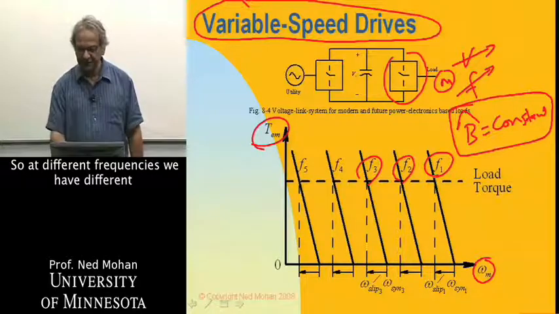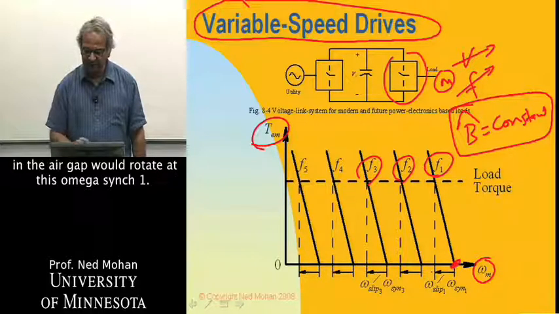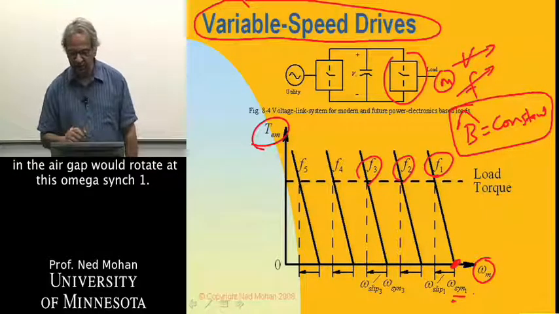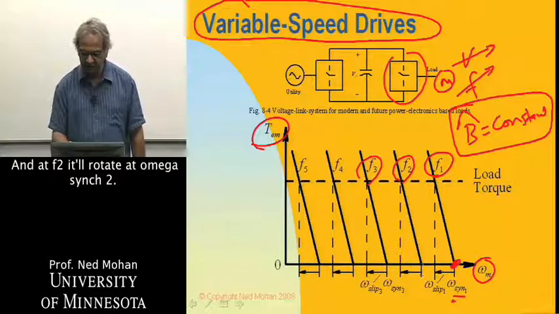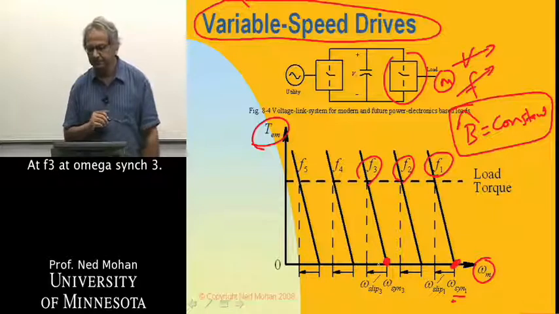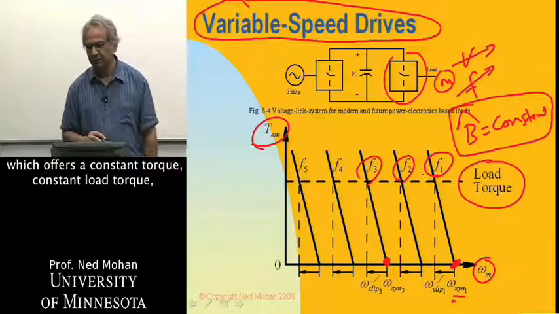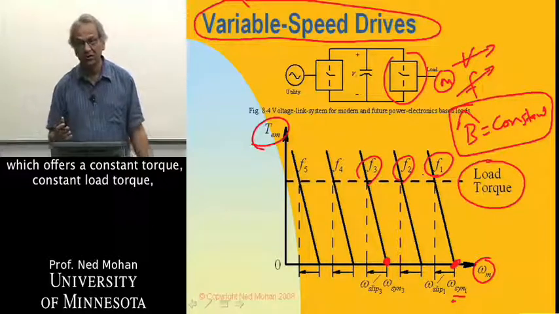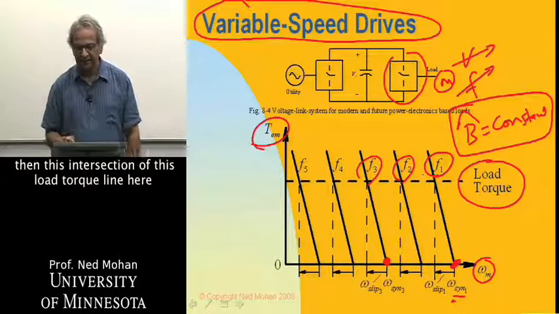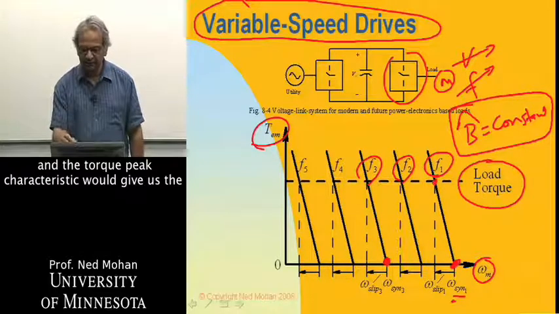So at different frequencies, we have different synchronous speeds. We can see here that at F1, the flux density distribution in the air gap would rotate at this omega sync 1, and at F2 it will rotate at omega sync 2, at F3 at omega sync 3. And let's say you were supplying a load which offers a constant load torque, then the intersection of this load torque line and the torque speed characteristic would give us the operating point.